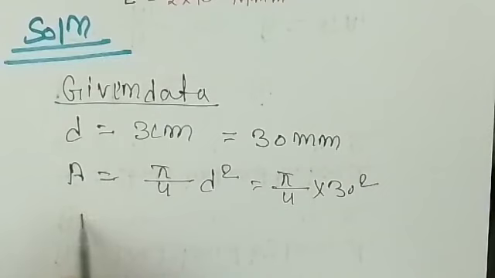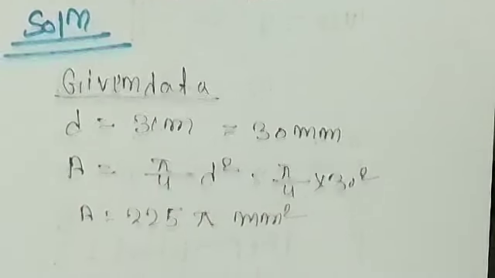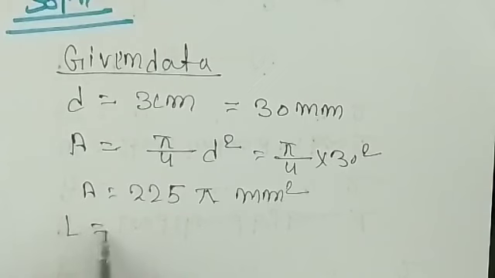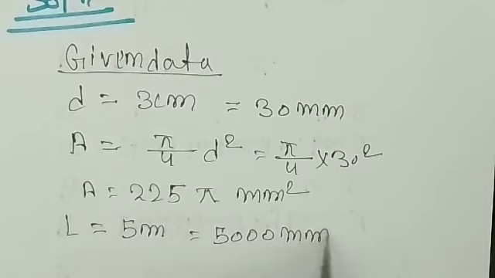So area is equal to 225 times pi mm². The length of the rod is given: L is equal to 5 meter, which is nothing but 5000 millimeter.